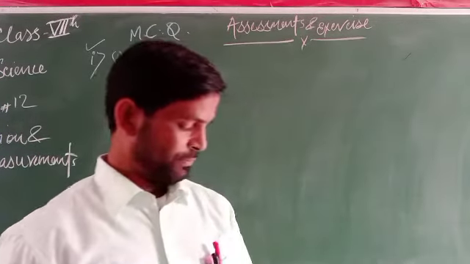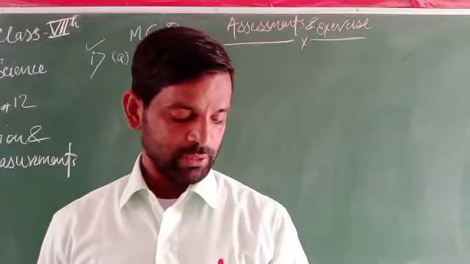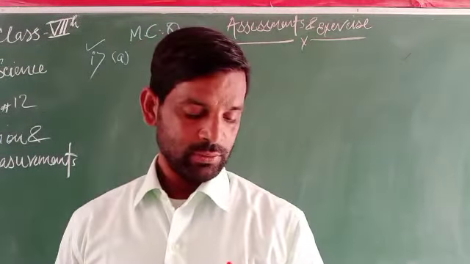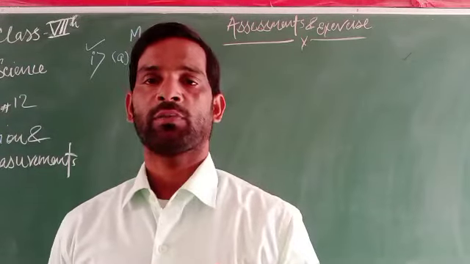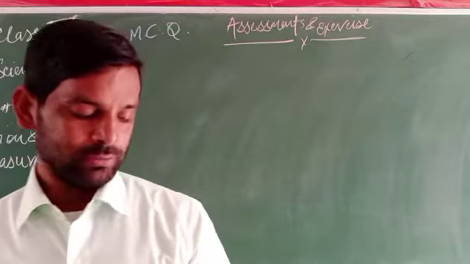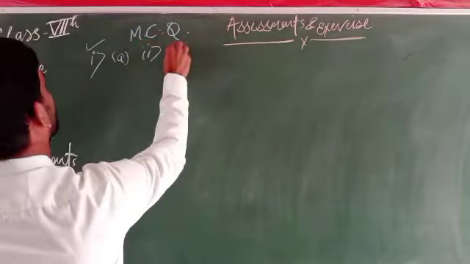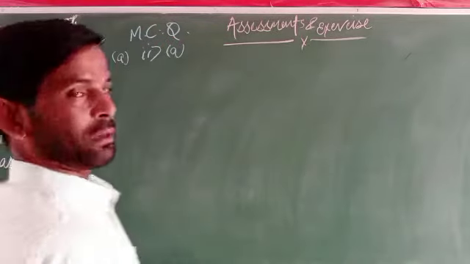Question number 2: which of the following instruments measures time most accurately? Pendulum clock, sundial, quartz watches, and sand clock. So the second is A, that is pendulum clock.